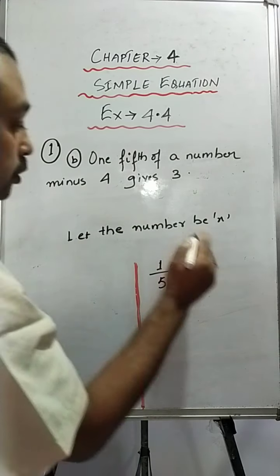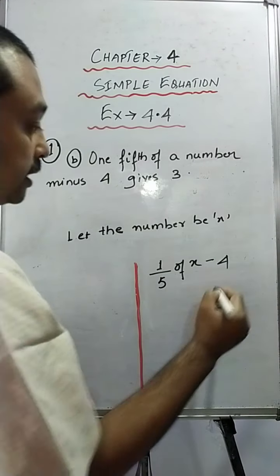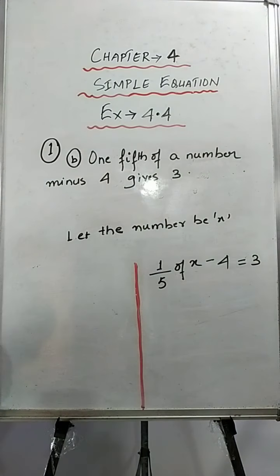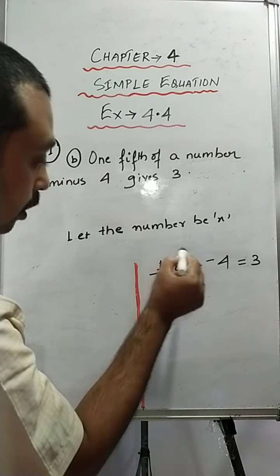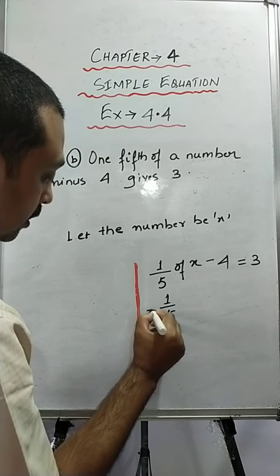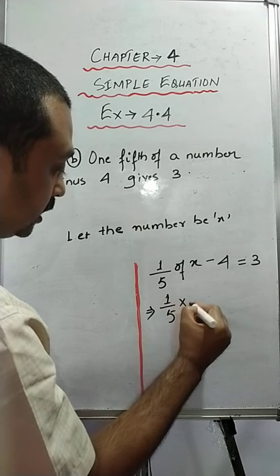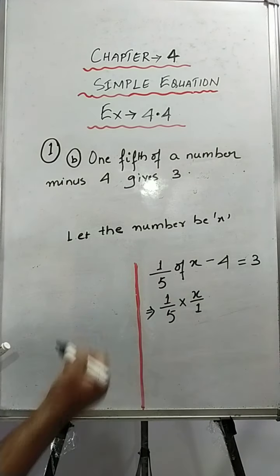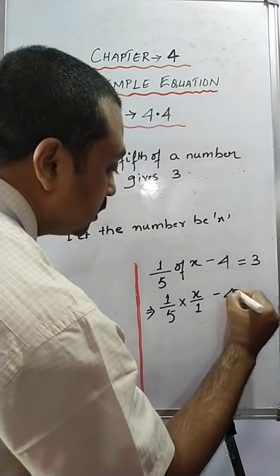When you add 4 to it, you get the answer as 3. That means it equals 3. Fine. So now we have to solve this part, isn't it? 1/5 of a number means 1/5 of x, which means x by 1. X is carrying 1 as a denominator, isn't it? That is, x/5 minus 4 is equal to 3.